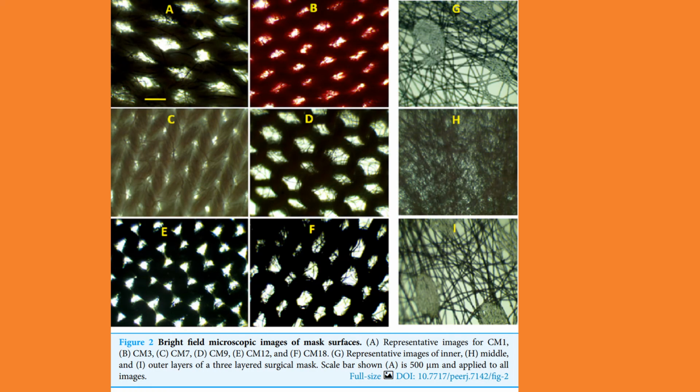In this figure, we have the results of the surface characterization of the cloth mask, represented in A through F, and a characterization of a surgical mask. The 2 things I want to point out are in C and D, which represent cloth mask 7 and cloth mask 9, respectively. And notice the size of the pores, because that's going to come into play in later figures.